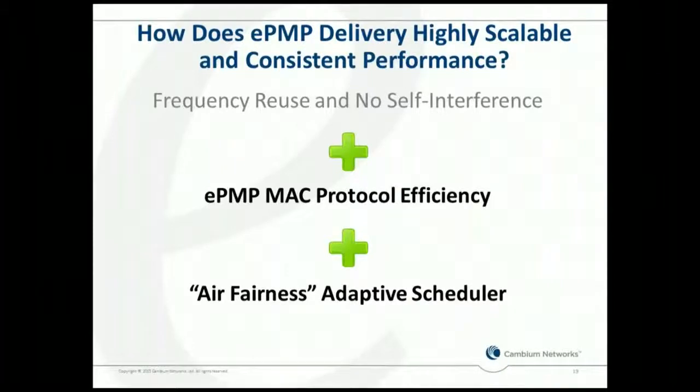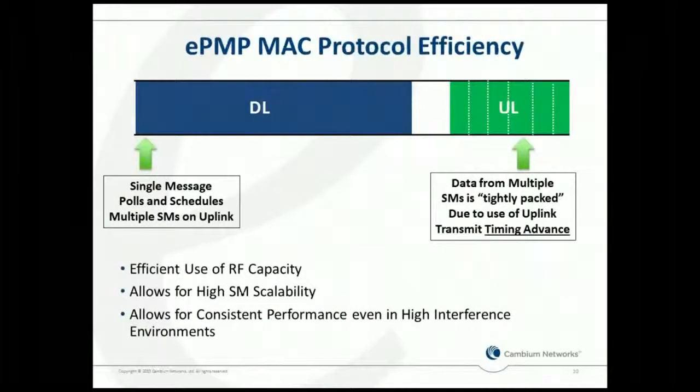We have 2 capabilities that allow us to scale. One is that our protocol for communicating with the subscriber devices is very efficient. And then we have a very sophisticated scheduler. A scheduler is software that runs on the access point and decides which of the clients get bandwidth. The MAC protocol is very efficient because we talk to multiple devices at the same time on the downlink, so we don't waste bandwidth there. And then on the uplink, we use a capability called transmit timing advance, which we've borrowed from the 4G cellular systems, that allows us to tightly pack transmissions from multiple devices on the uplink.